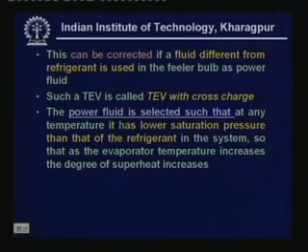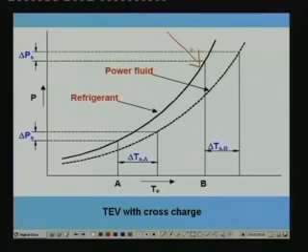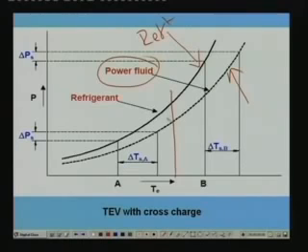The power fluid is selected such that at any temperature it has lower saturation pressure than that of the refrigerant in the system, so that as the evaporator temperature increases, the degree of superheat also increases. That means we use a different fluid. Okay, so this again shows the saturation curve. For example, this is the saturation curve of the refrigerant, and this is the saturation curve of the power fluid. You can see that at any temperature the power fluid has a lower saturation pressure than the refrigerant.